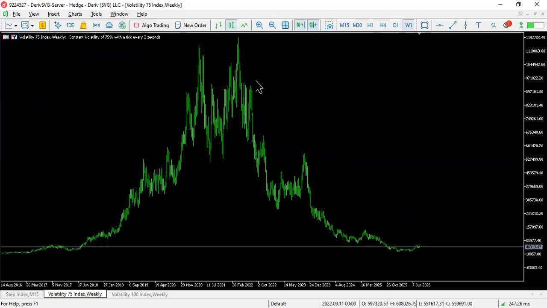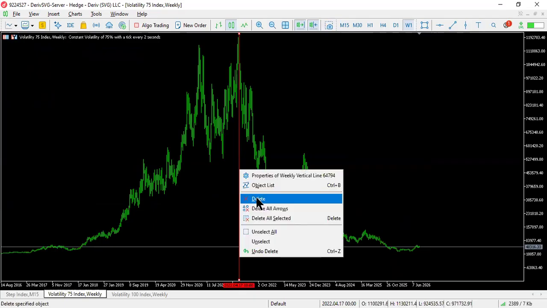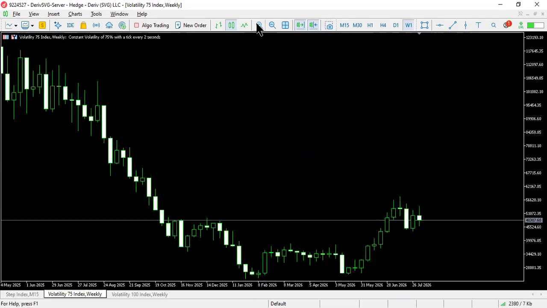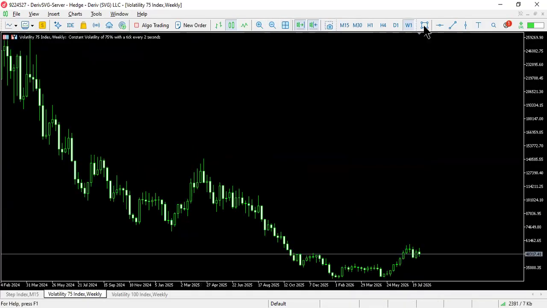From the weekly time frame, we can see that VIX 75 has been pretty much selling since 2022. Therefore, the sellers are in control of this market. Therefore, I'm going to be looking for selling opportunities to the downside. Marking my areas of interest, we have that supply zone.